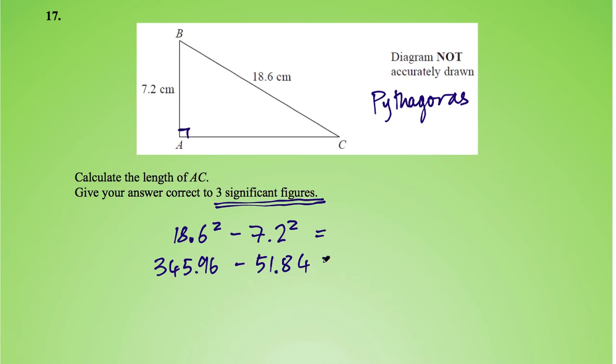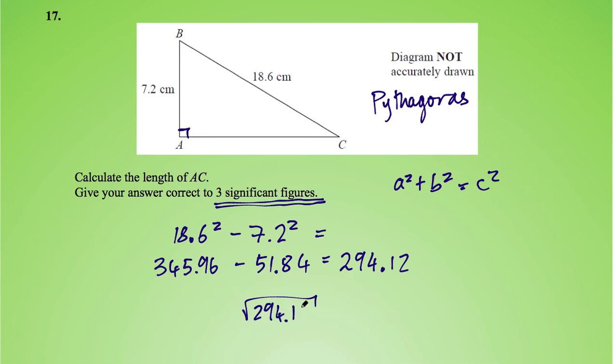That's 345.96 minus 51.84, and that gives you an answer of 294.12. We need to square root that answer because we're using that formula a squared plus b squared equals c squared for Pythagoras' theorem. So we need to square root this answer here to find out what b squared was. 294.12 square rooted is 17.14992. And we're asked to give that to 3 significant figures.